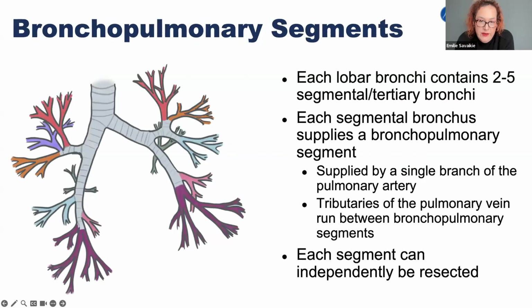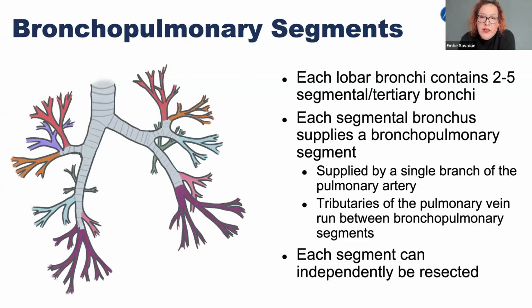And then lastly, I just want to cover the bronchopulmonary segments, that each lobar bronchi contains 2 to 5 segmental or tertiary bronchi. And each segmental bronchus supplies a bronchopulmonary segment. And these segments can be individually removed. They all have their own blood supply and their own connection to the trachea so that you can remove each segment. And I don't think you're going to be responsible for naming all of them, I would hope.